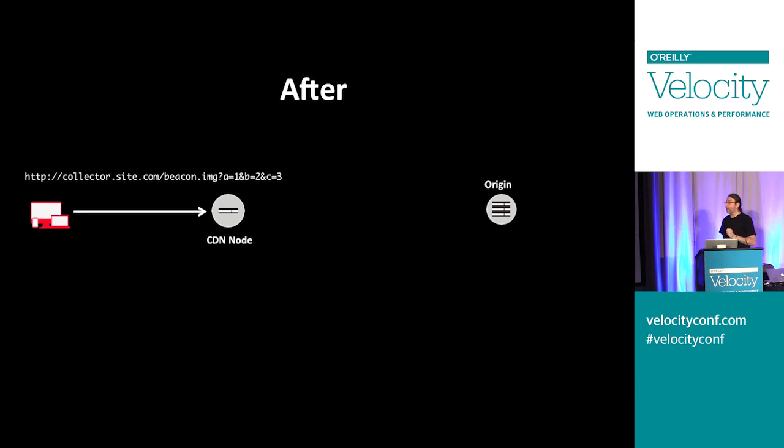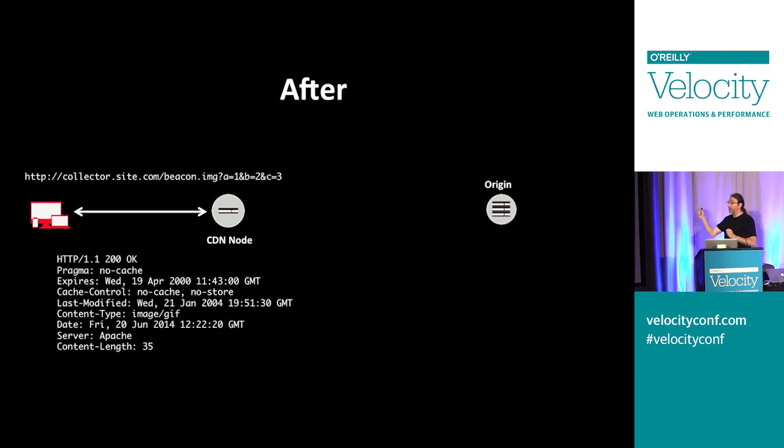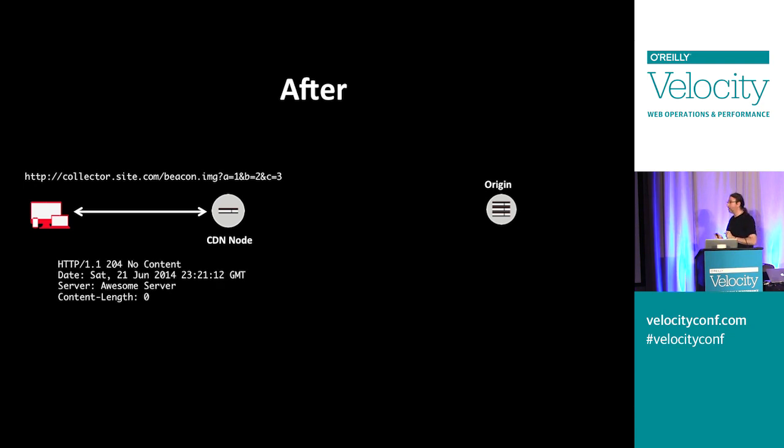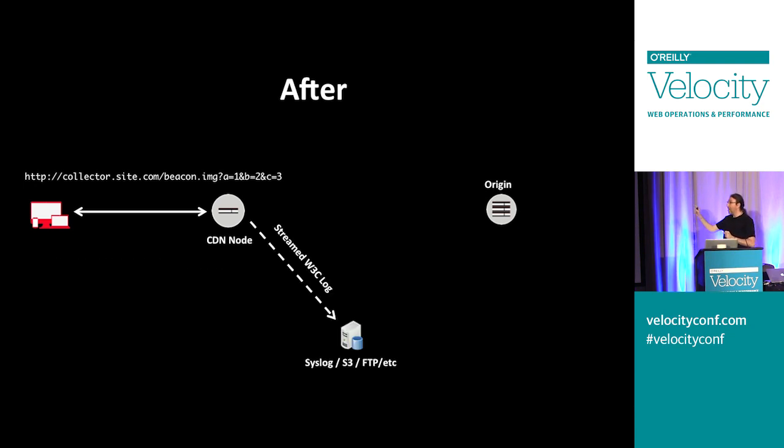So the request comes in, but now your CDN node is the one that serves that 1x1 pixel. And it serves it right there. It never gets to your origin, but you're like, okay, but I lost my log entry. Did you?